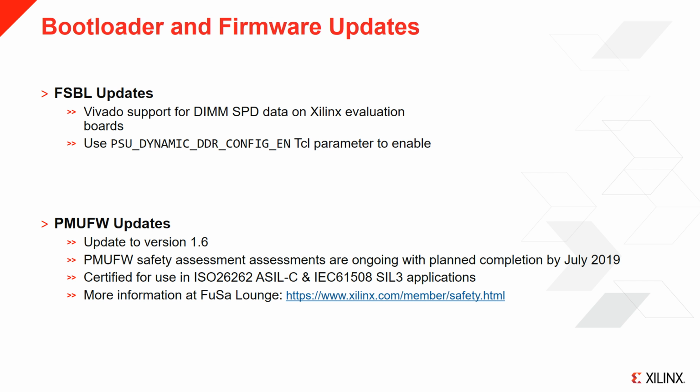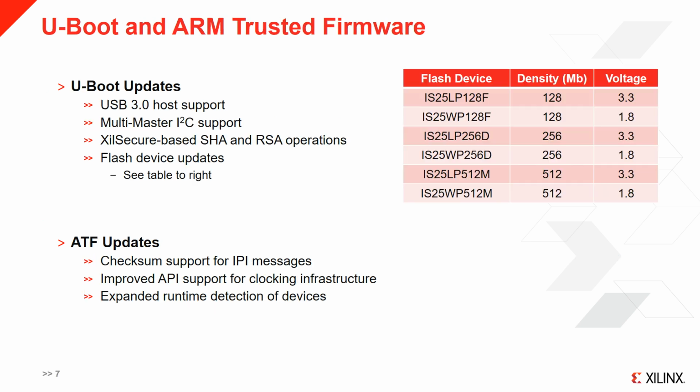FSBL code. On Zynq UltraScale+ devices, the PMU firmware code has begun safety assessments that will continue into the summer of 2019. Currently, this code is targeted for use in applications of the ISO 26262 ASIL-C standard and SIL-3 applications under the IEC 61508 standard. For more information, please check the Functional Safety Lounge on Xilinx.com linked here to request access.